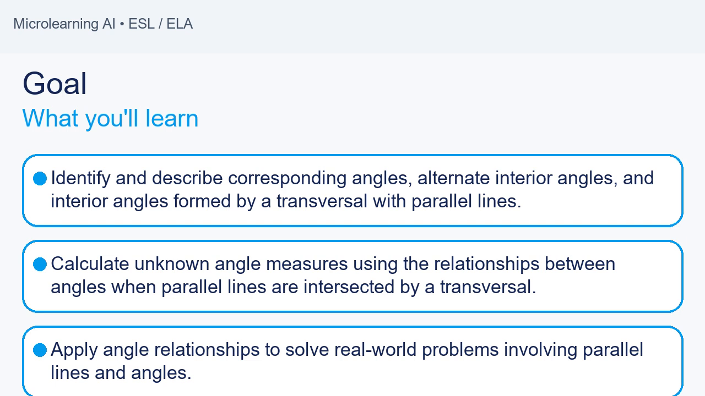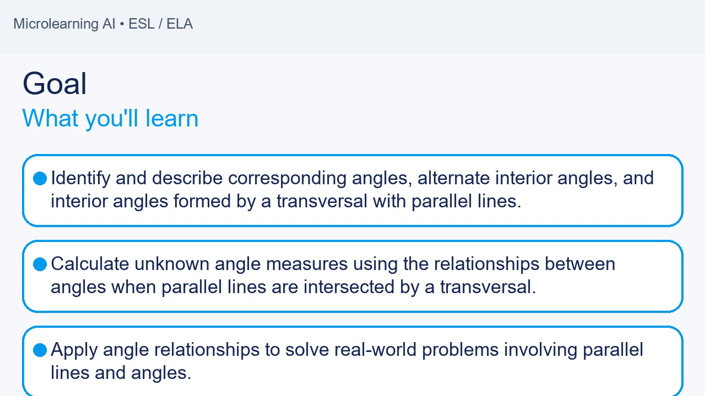Repeat after me. Example 1. If two parallel lines are crossed by a transversal, creating an angle of 50 degrees, find the measure of the corresponding angle. Solution: the corresponding angle is also 50 degrees. Example 2. If one interior angle is 120 degrees, what is the measure of the alternate interior angle? Solution: the alternate interior angle is also 120 degrees.